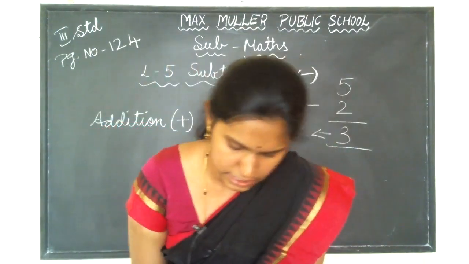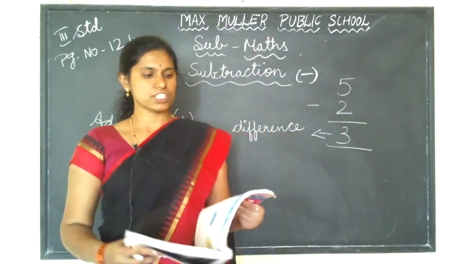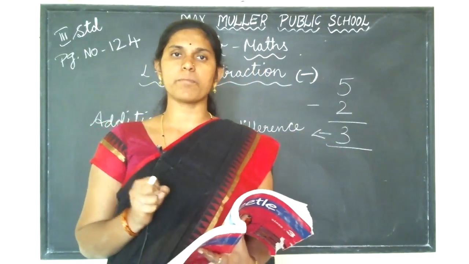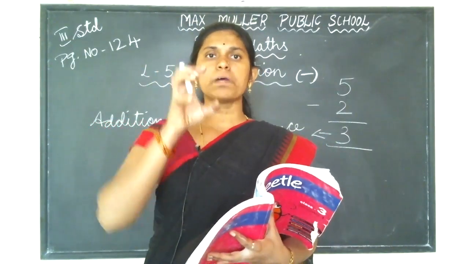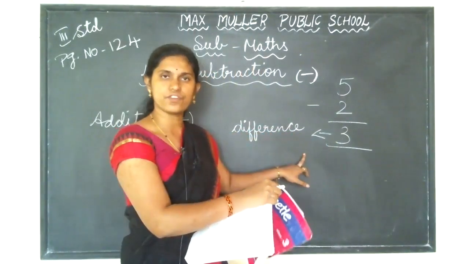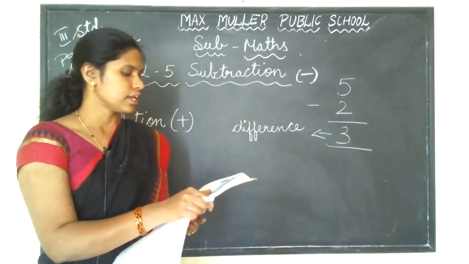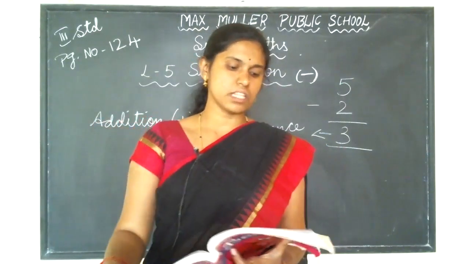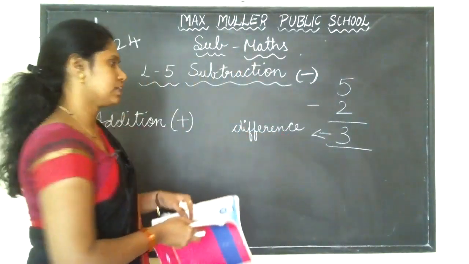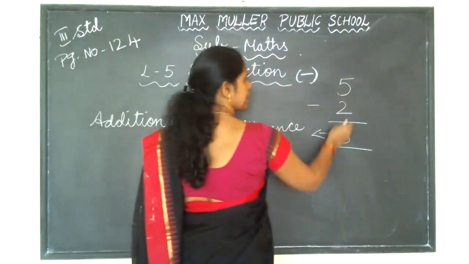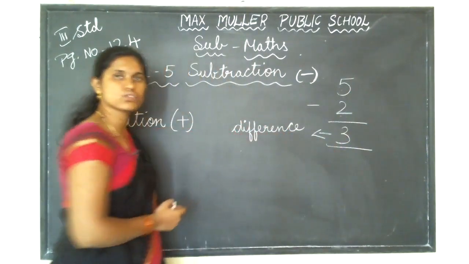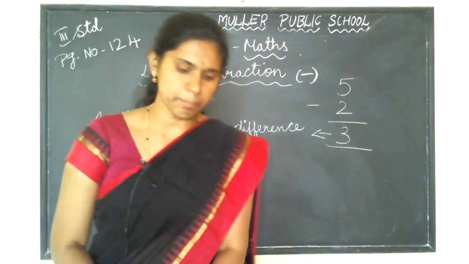What do you mean by that sentence? Subtraction is taking away a set of objects from a group. From the group, we are taking a few out and we are finding the difference. The number of items left in the group after subtraction is called difference. So after minusing, we get the answer. That answer is called as what? Difference.